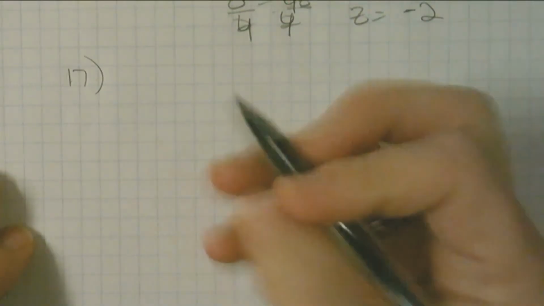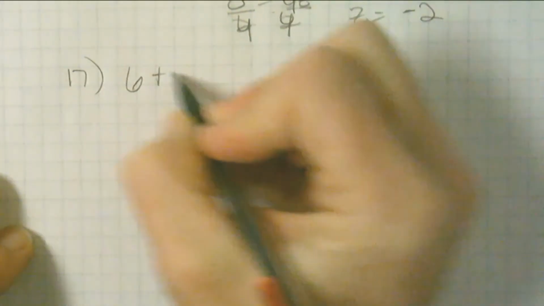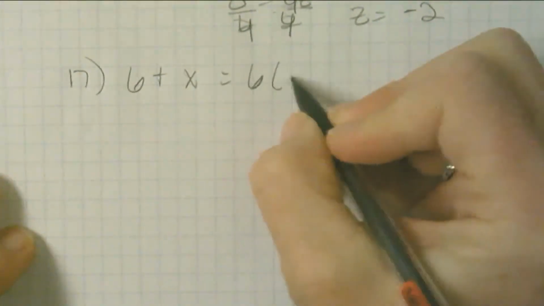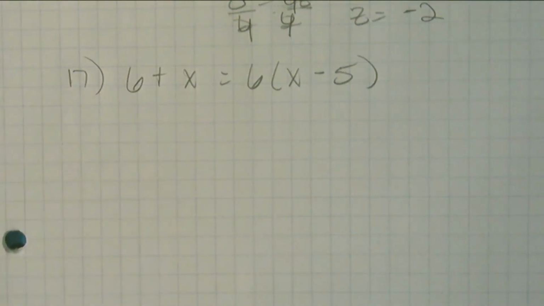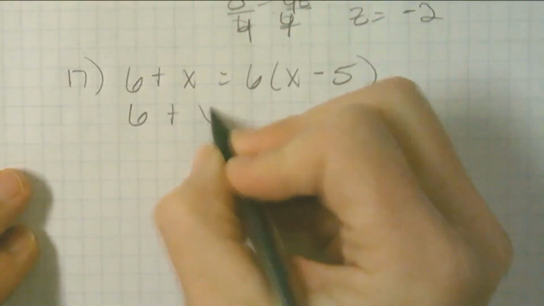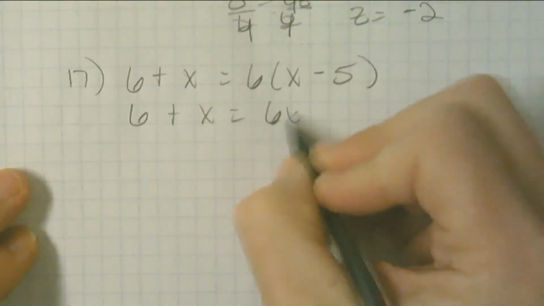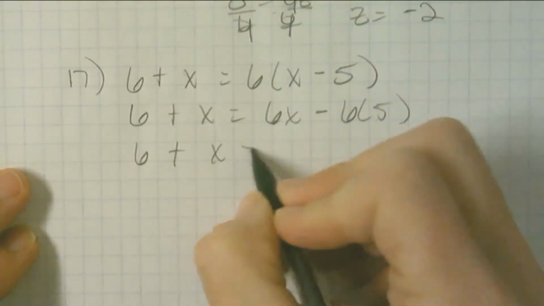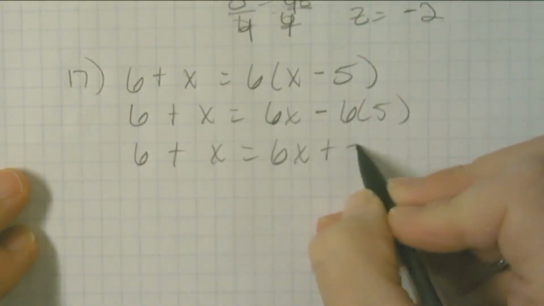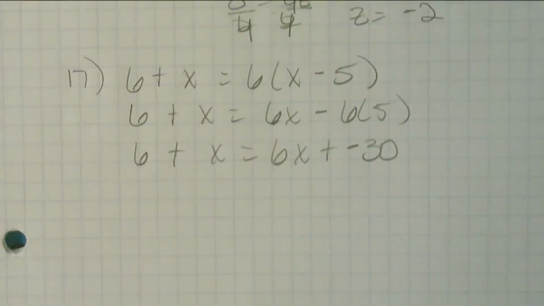All right, 17 said I have 6 plus x is equal to 6 times the quantity of x minus 5. Is this the one you're talking about? Awesome. All right, so Ada, the first thing I have to do is the distributive property, right? So I have 6 plus x is equal to, well, 6x minus 6 times 5. So 6 plus x is equal to 6x plus a negative 30. Are you cool with that? Awesome. Okay. So now how did you start from there?